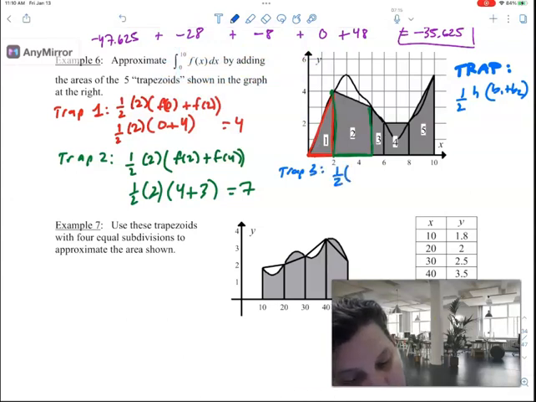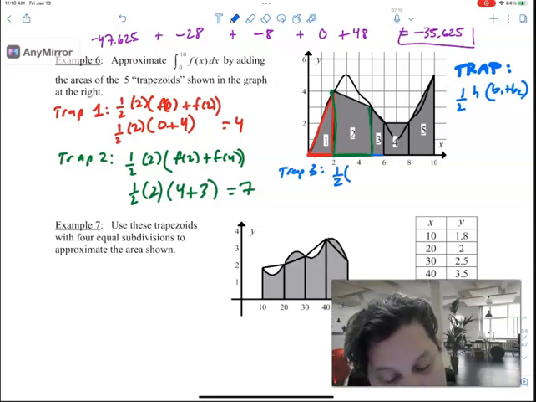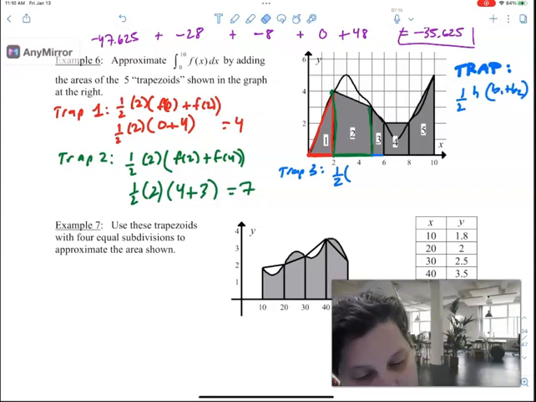Is 1/2. The base, wait, what did I do? These are different width bases. Dang it, I thought they were giving us the same width base. Let's go back for a minute.